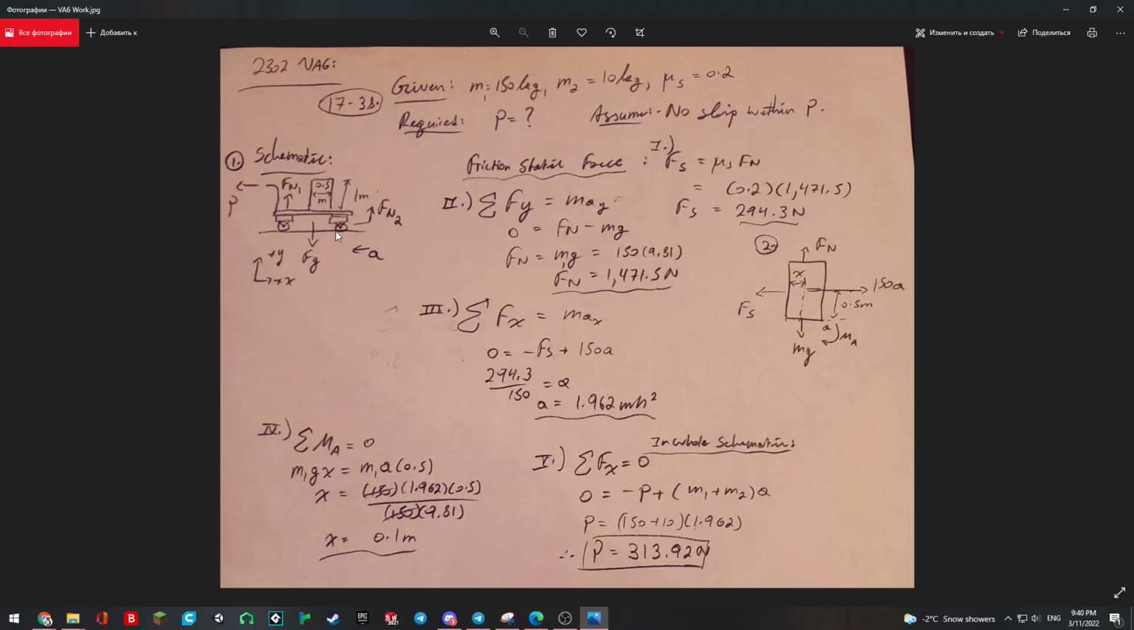So now we know what x is. Now we can find the sum of forces in the x direction for the whole schematic, because until now I was finding all of these summations within that second diagram. But in the large diagram where P is involved, it's a little different. We see that Fx equals 0, so 0 equals negative P, because it's going in the left direction and right is positive, plus M1 plus M2 all multiplied by a. That's the whole diagram being included in that acceleration. So we see that P is 313.92 newtons. And in the end, that's all it is.